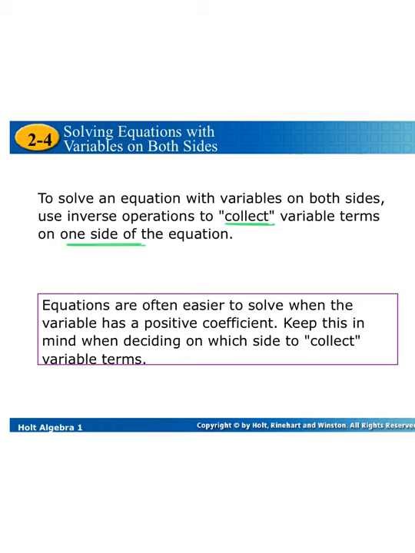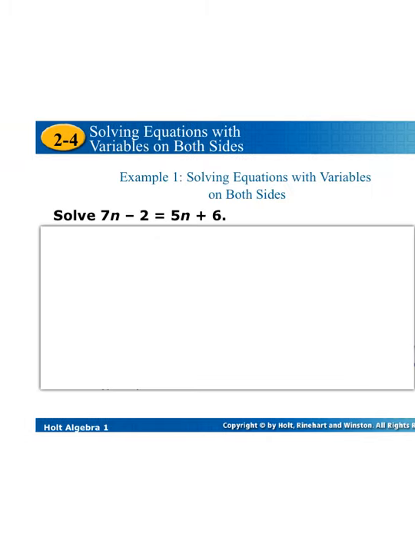And our book says, this PowerPoint is right from the book, equations are often easier to solve when the variable has a positive coefficient. Keep this in mind when deciding on which terms to collect, which side to collect the variables. Here's what that means. We have an equation something like this. 7n minus 2 equals 5n plus 6.